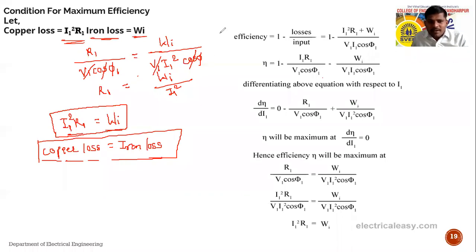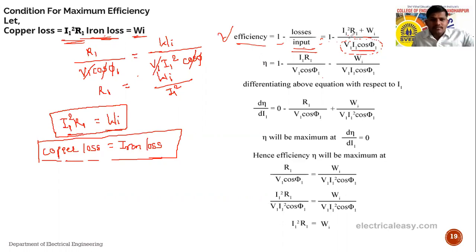According to the efficiency formula, efficiency is equal to 1 minus losses divided by input. Put the value of loss. The losses in it are the iron loss and the copper loss. The sum of these two losses is the total loss of the transformer, right? So taking the sum, that is I1 square into R1 plus Wi, divided by input power. Input voltage into input current and power factor is the input power, V1 I1 cos phi.